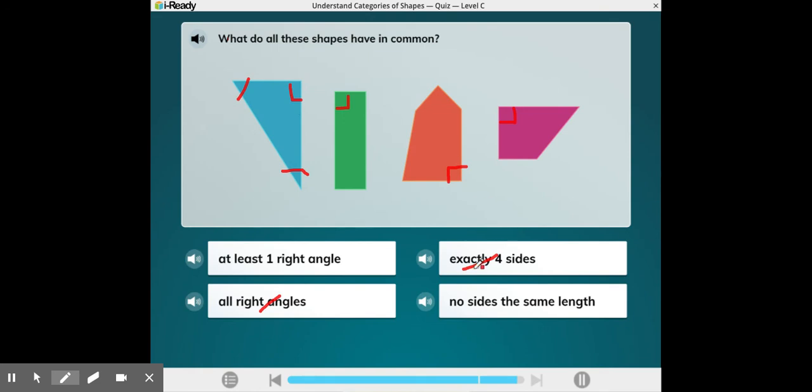It's a pentagon. No sides the same length. I can see right here in my rectangle that it has opposite sides that are the same length. So that means that can't be true. The only one true about all of them is that they all have at least 1 right angle.